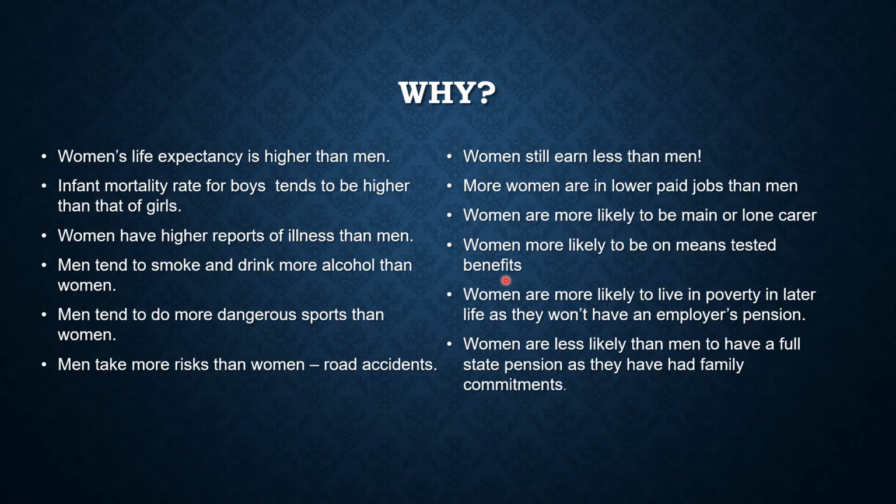So women are more likely to be on means tested benefits. So possibly if there's a child, the woman may actually end up looking after the child and be forced not to work. In terms of risk behaviours, so for men dying younger, men tend to take more risks. So they tend to drink more, smoke more, do more drugs.